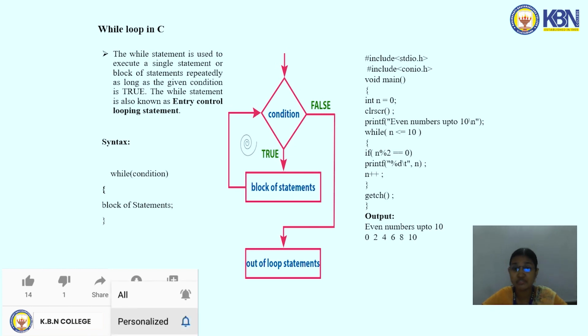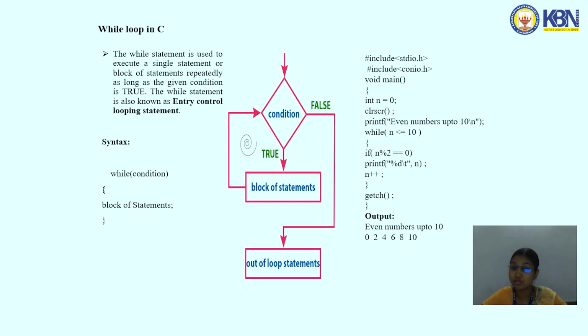7, it is not divisible by 2, so it is not an even number. 8, it is divisible by 2, so it's an even number. 9, it is not divisible by 2, so it is not an even number. 10 is divisible by 2, so it is an even number.